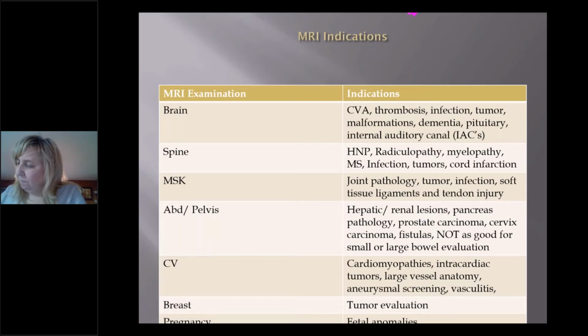Spine, we've talked a lot about herniated disc, radiculopathy, myelopathy, MS, infection, tumors, cord infarct. I mean, that's where you're going to get that good soft tissue detail with MR. With musculoskeletal, joint pathology, shoulder, knees, hips, wrist, elbow. Those areas are such small detail that CAT scan is worthless other than for fracture detail. Tumor, soft tissue injuries, ligamentous injuries, tendinous injuries, you can look at it and say, oh, wow, that tendon's avulsed away, or that ligament is torn.